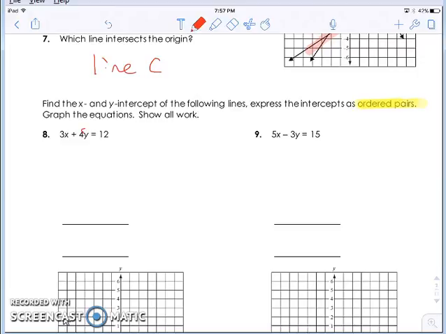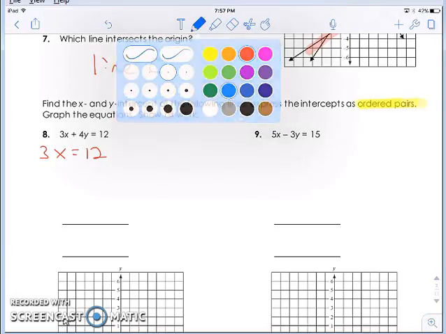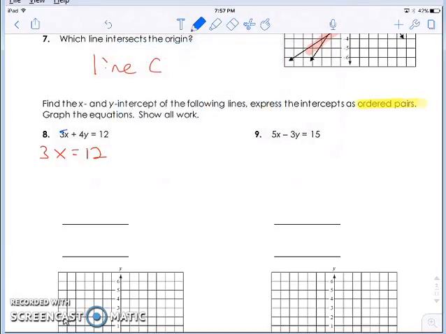If y is 0, then the y value goes away, and we get 3x equals 12. It doesn't really go away. If we have x is 0, then the only thing that's left is 4y equals 12. And this is how we're going to find our intercepts.